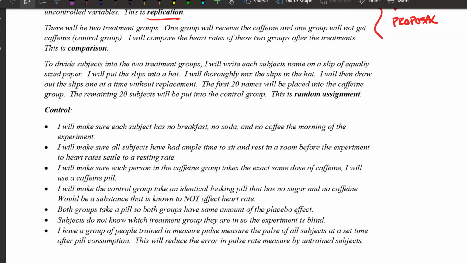I will divide subjects into 2 treatment groups. I will write each subject's name on a slip of equally sized paper. I will put the slips of paper into a hat, mix the hat thoroughly, and I will draw out the slips one at a time without replacement. The first 20 names will be placed into the caffeine group. The remaining 20 will be placed into the control group. This is random assignment.